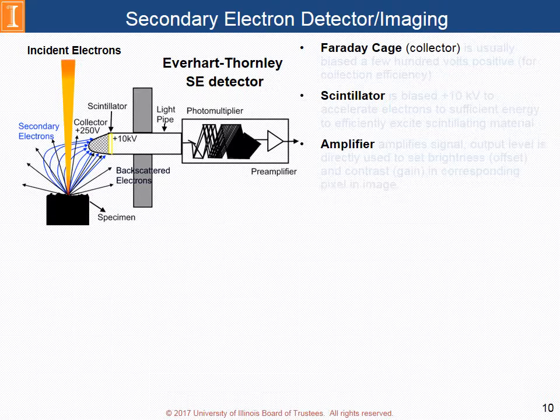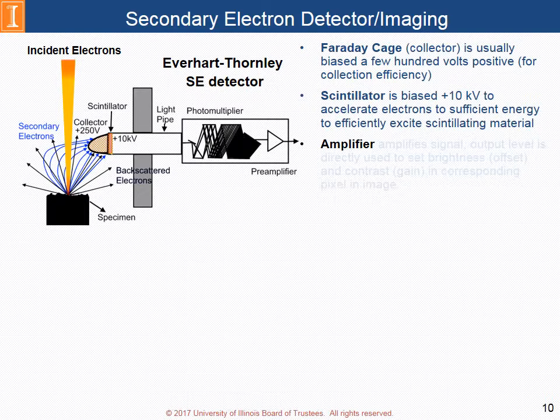Secondary electron detectors. The conventional type is called the Everhart-Thornley detector, ET detector, which is located at the side of the specimen chamber. The construction of an ET detector: first, there is a Faraday cage, also called a collector, which is a few hundred volts positively biased so that only low kinetic energy secondary electrons will be attracted.